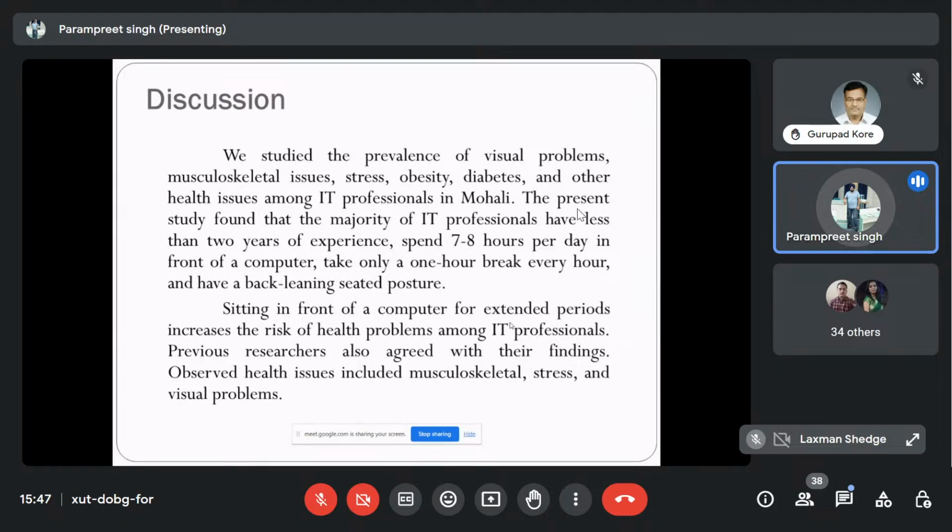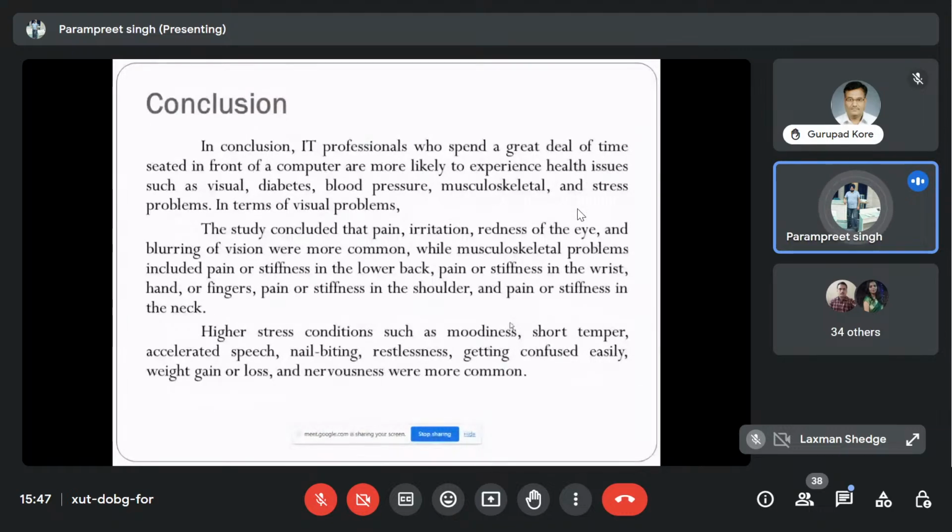Sitting in front of a computer for extended periods increases the risk of health problems among IT professionals. Previous researchers also agreed with their findings. Observed health issues included musculoskeletal. The conclusion is that the IT professionals who spend a great deal of time seated in front of a computer are more likely to experience health issues such as visual, diabetes, blood pressure, musculoskeletal, and stress problems.